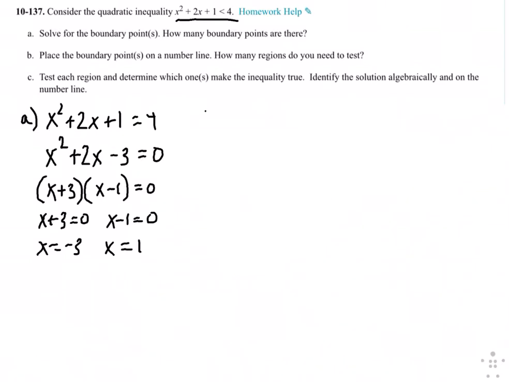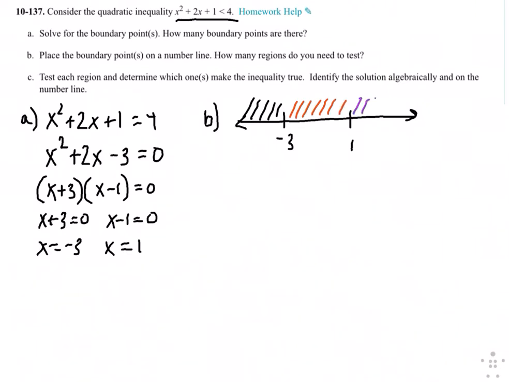Now B says place them on a number line, right? So here's a number line, and I have negative 3 and I have 1. And the question says, how many regions do I need to test? Well, I need to test here. That's one region. I need to test here. That's another region. And I need to test here. That's the third region. Okay, and then it says, test each region and determine which one or more than one make the inequality true. Identify the solution algebraically on a number line.